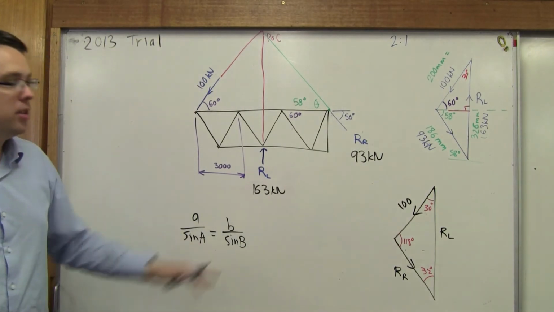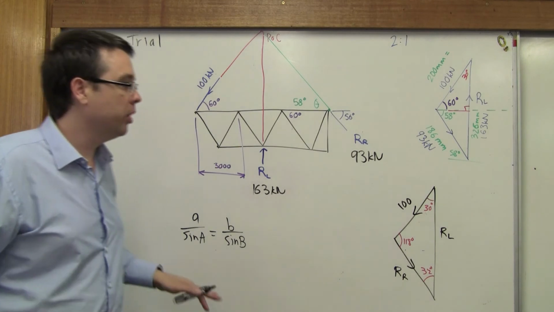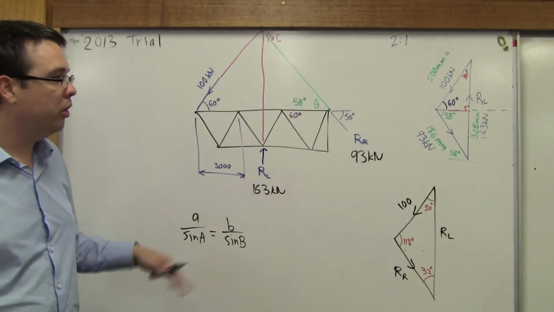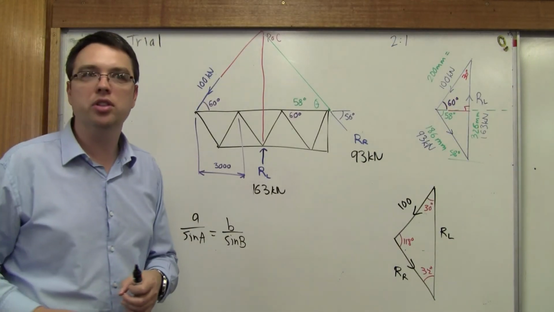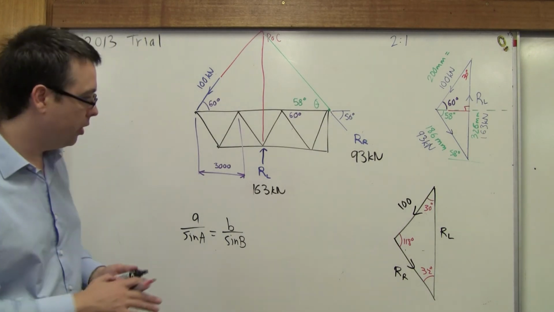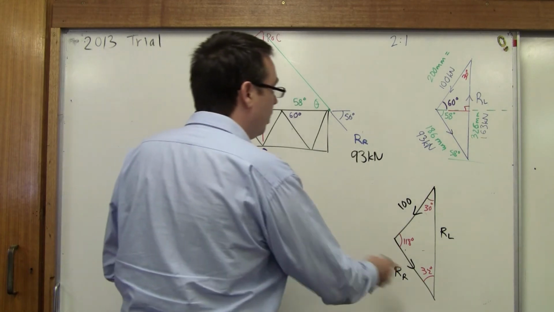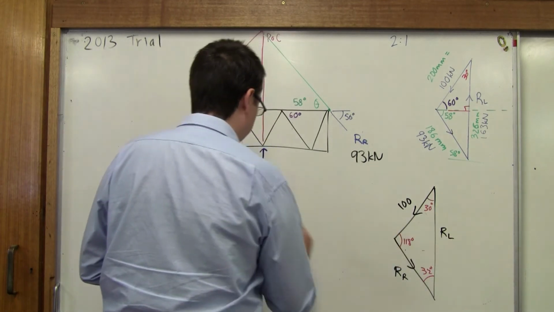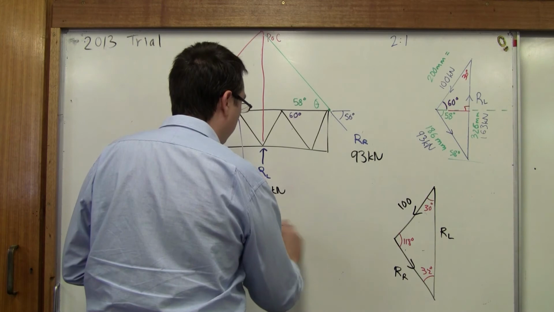So this is the sine rule. But what we're going to do is we're going to replace sine A with our unknown. Which one are we interested in finding first? RL or RR? RL. Okay, we're going to find RL. So RL is here, and its opposite angle is there. So RL is an unknown, so we want to write the unknowns on top.